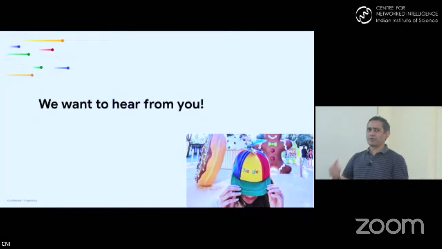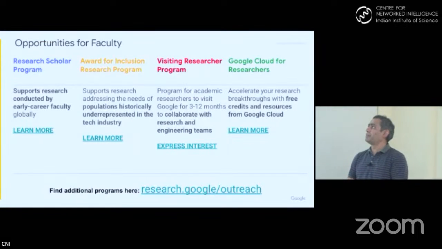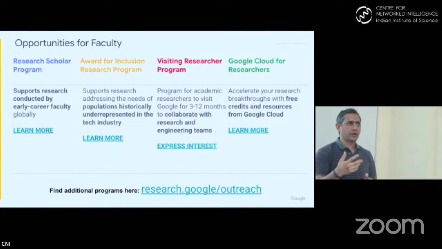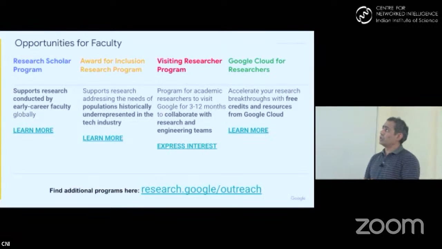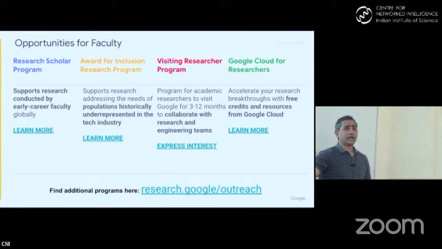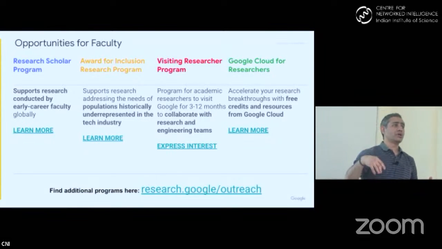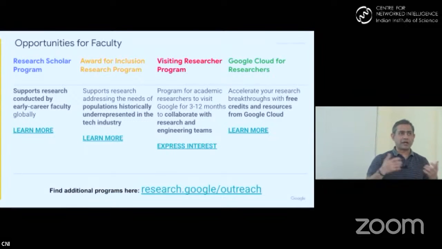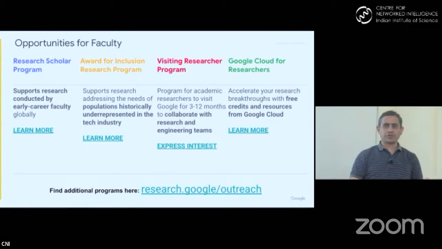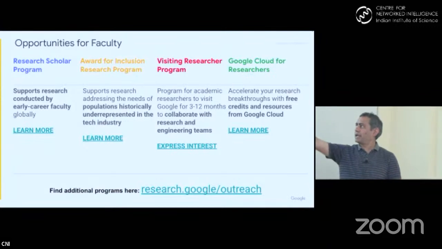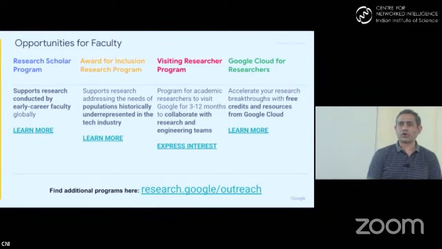Cool. We definitely want to hear from you. There are plenty of opportunities for faculty to get involved. We have something called the research scholar program, which supports early career faculty. There are also visiting research programs, which are quite popular. We get faculty from different universities to come and spend 3 to 12 months when they're on sabbatical. Some faculty spend 20% of their time, and if they're local, they spend 60% of their time in the office. So there are a bunch of possibilities for visiting researchers. We also have other programs, like the award program and Google Cloud credits for researchers. So definitely look at this link and the links therein, as there are a lot of opportunities for faculty to get involved.